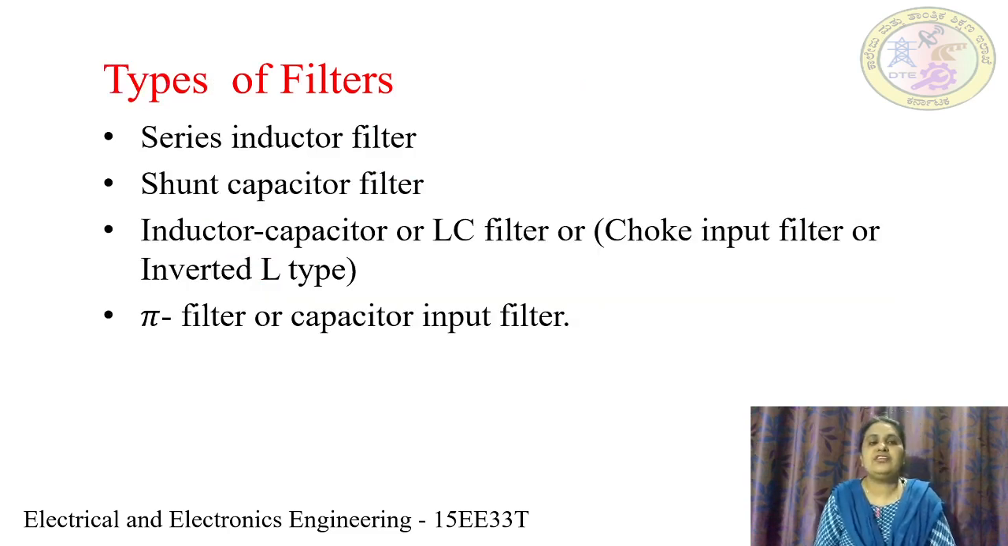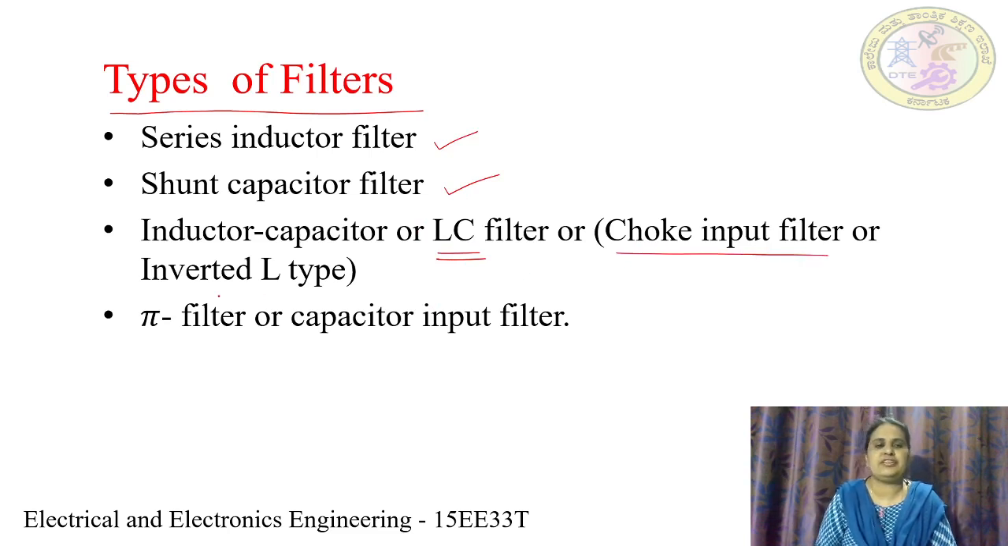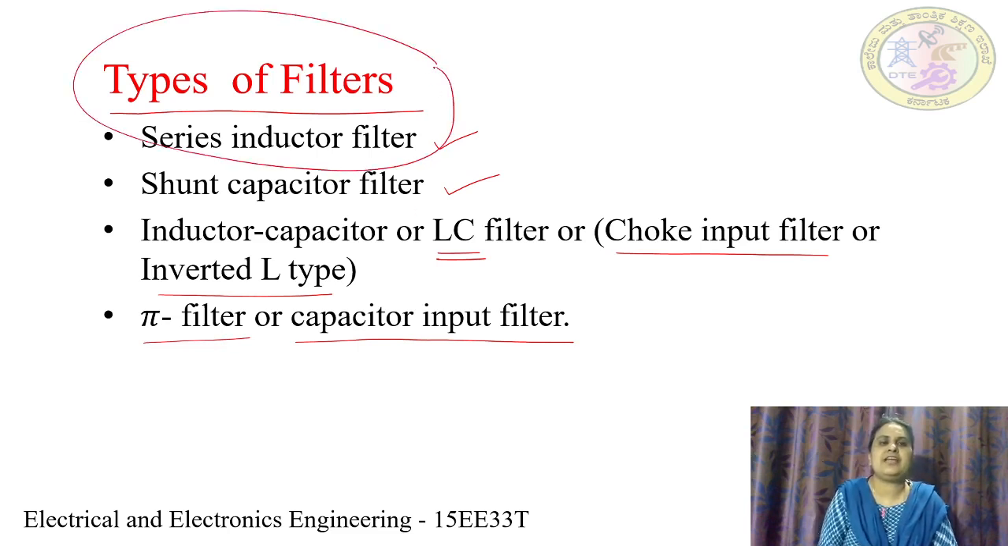So what are the different types of the filters? The types of filters are: we may use an inductor in series, we may use a capacitance in parallel, we may use a combination of L and C called the choke input filter or inverted L filter, or we may use a capacitor input filter also called a pi filter. These are the various types of filters and we will be discussing them in our next class.